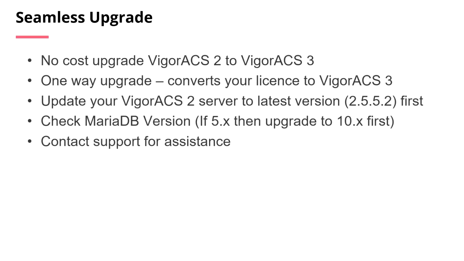One important thing to check is the MariaDB version. Depending on when you installed ACS2, it's possible you might be on the older branch of MariaDB, which is MariaDB 5. If you are on 5, then you need to update to 10 first. There's some instruction on how to update the MariaDB. It's not a traumatic process, it's fine. It's just something you have to do before you upgrade to ACS3. The MariaDB 10 is bundled with the installation files.